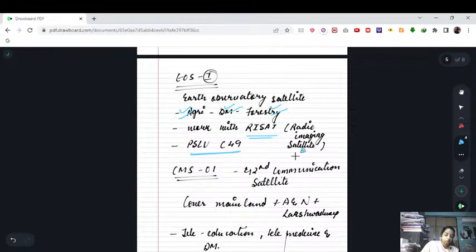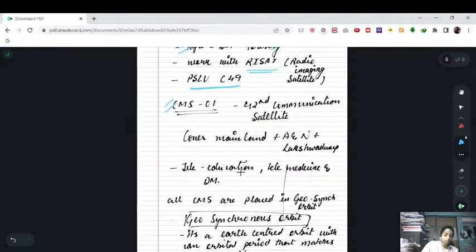Now it should be kept in mind that observatory and imaging satellites are usually placed in polar orbits, and communication satellites such as CMS-01 will always be placed in geostationary or geosynchronous orbits. So next is the CMS-01. This has been launched using the PSLV C50.